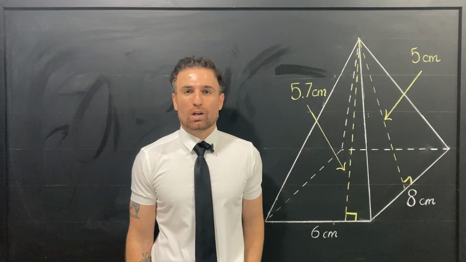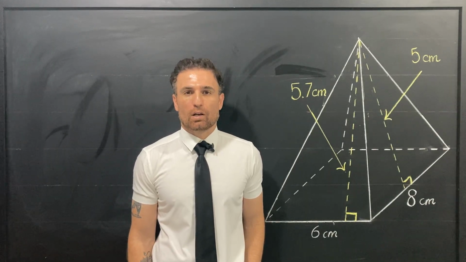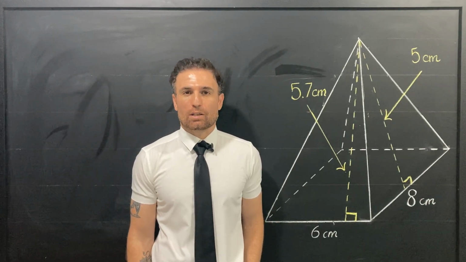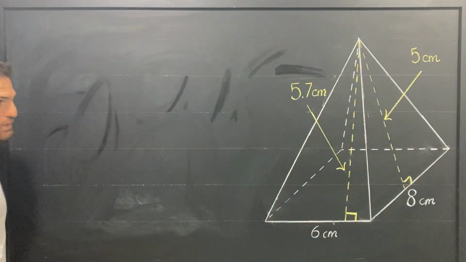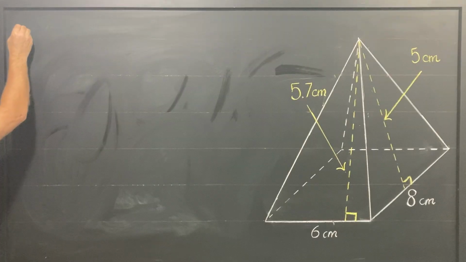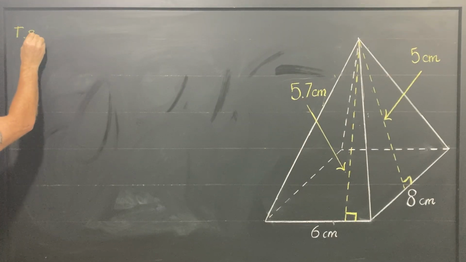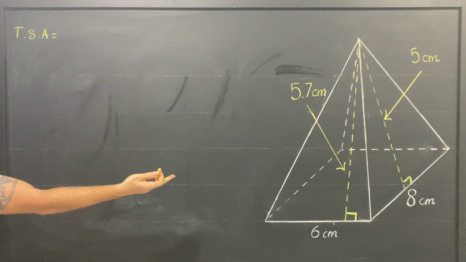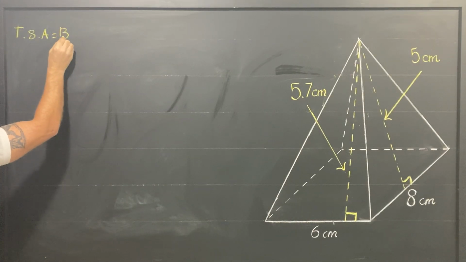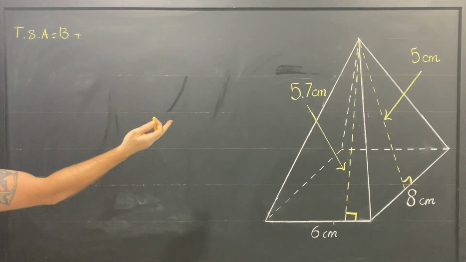In this video, I'm going to cover how to find out the surface area of a pyramid. To find out the surface area of a pyramid, I'm going to use a formula that says the total surface area of a pyramid is going to be the area of the base plus the lateral surface area.